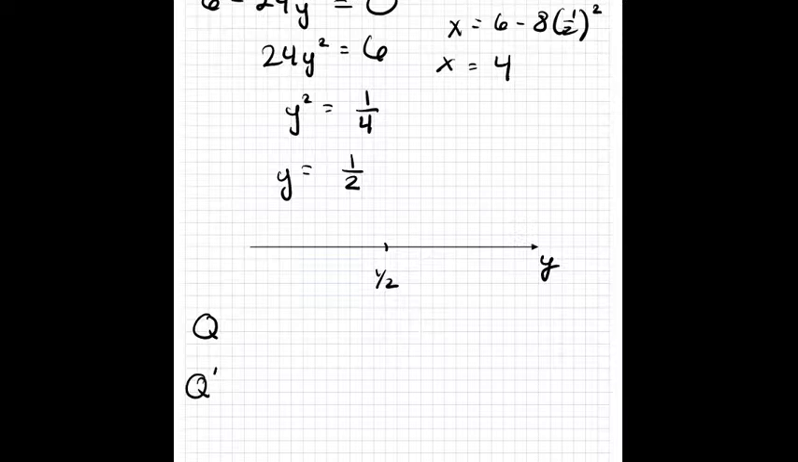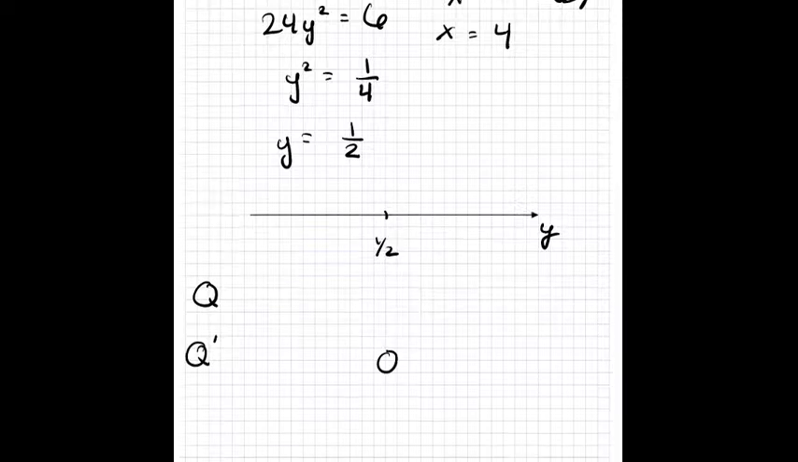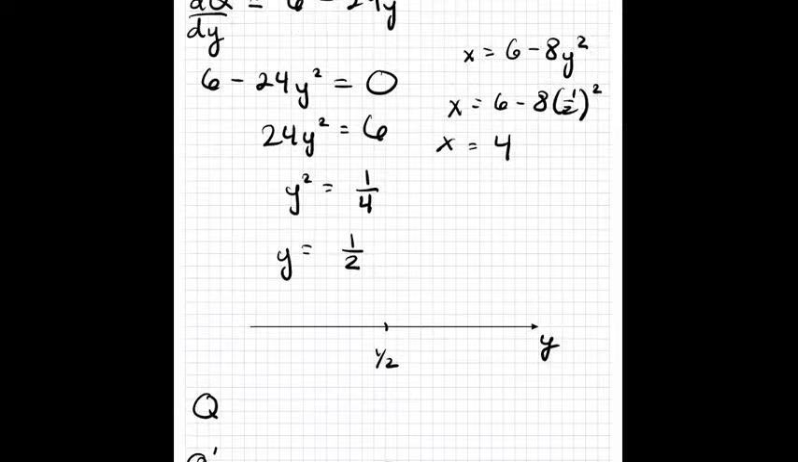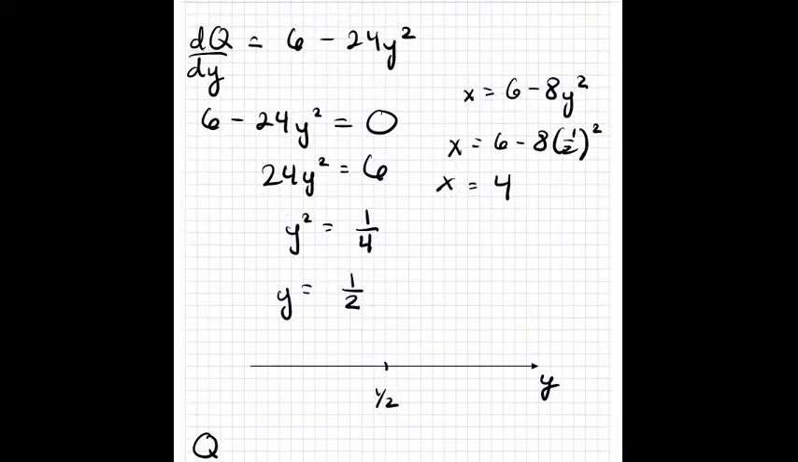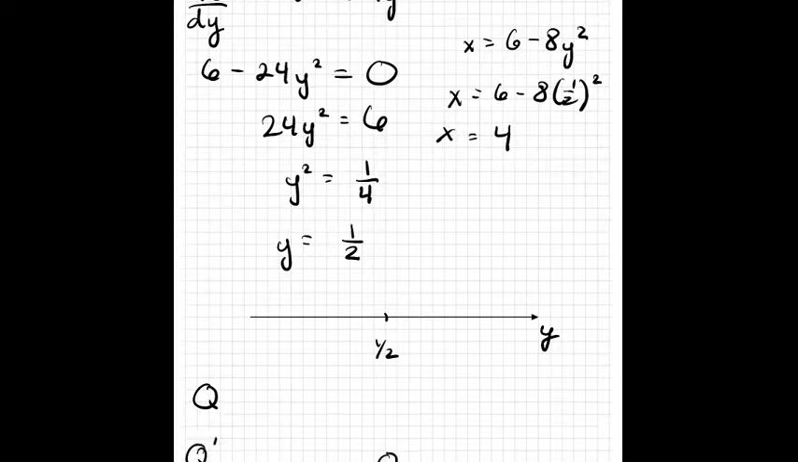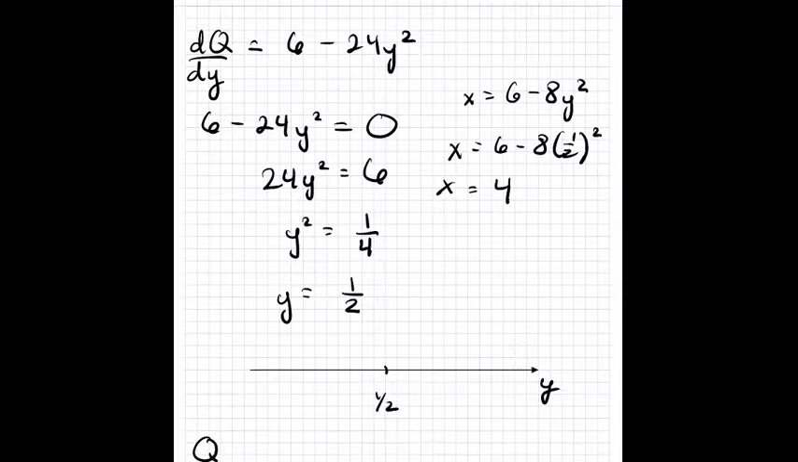So then for something less than 1/2, we can choose like when y is 0. If we plug in 0 into q prime, we're going to get a positive result. We kind of want that to be negative. Let me see something. I feel like I'm missing something. The first derivative should be, oh, that's what we want.